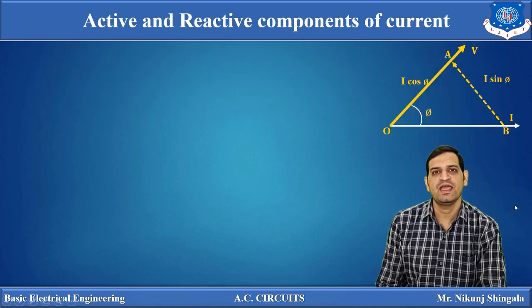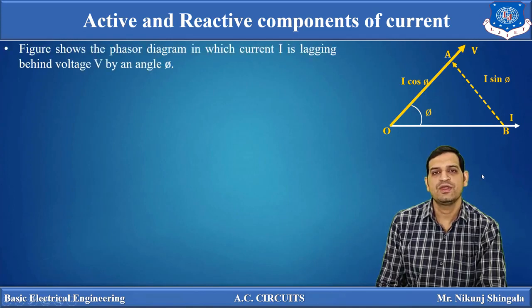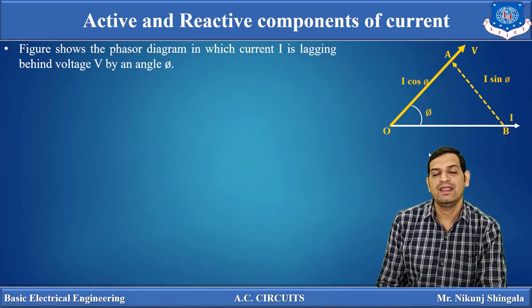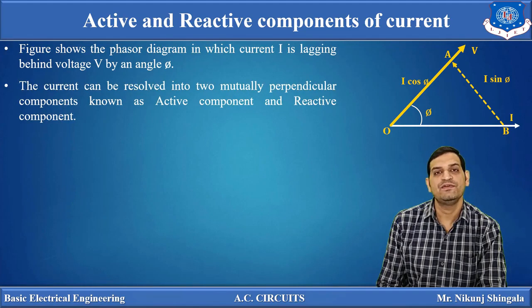So let us start with the active and reactive components of the current first. Here you can see voltage and current represented by phasors. This is a phasor representation, and we can see the current is lagging behind the voltage by some angle phi. This is basically an RL circuit phasor diagram. Now, the current lagging behind the voltage by phi can be resolved into two components, known as the active component and the reactive component. These two components are mutually perpendicular to each other.